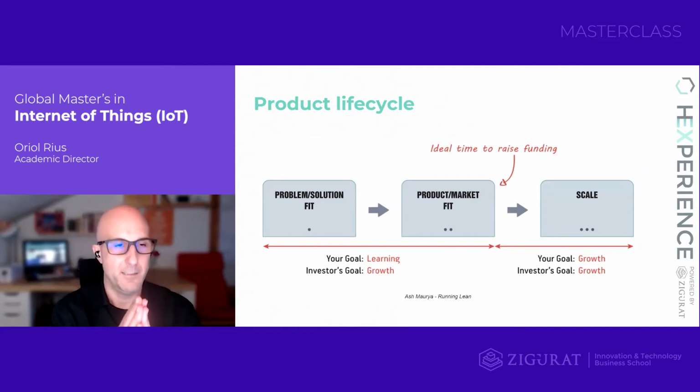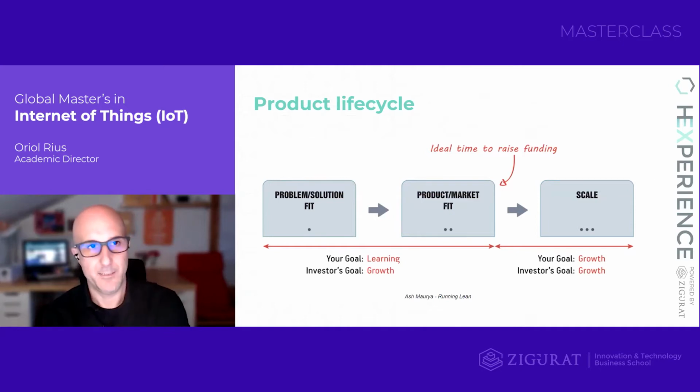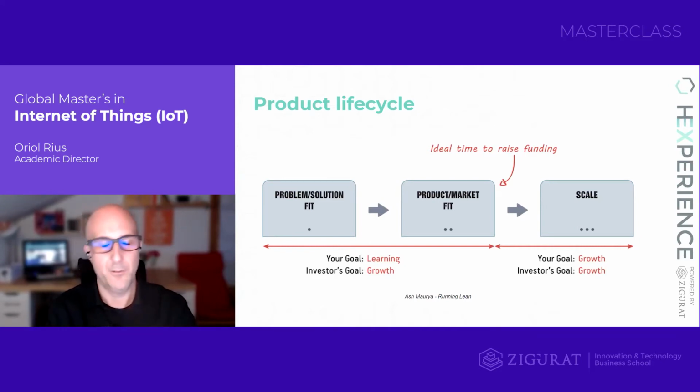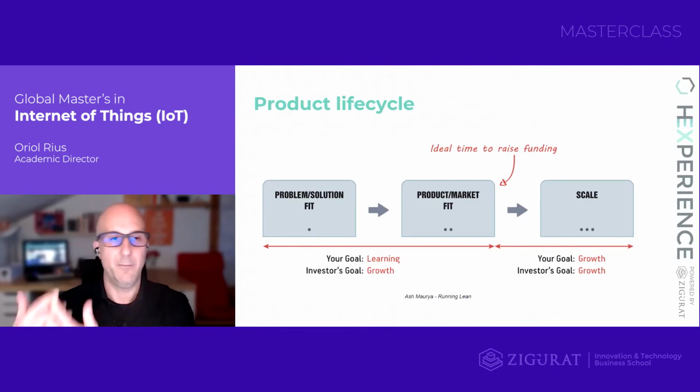Once this is done, once we have found a problem for which we have a solution, we are going to jump to the next step, which is product-market fit. So the output of the problem-solution fit will be the MVP requirements that we are going to develop and consolidate as a product in the product-market fit phase.